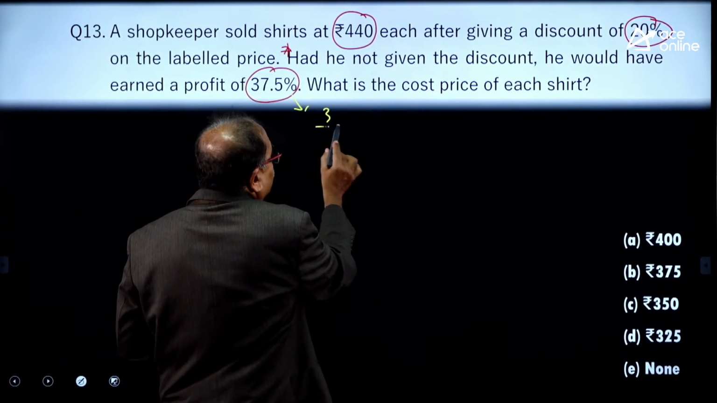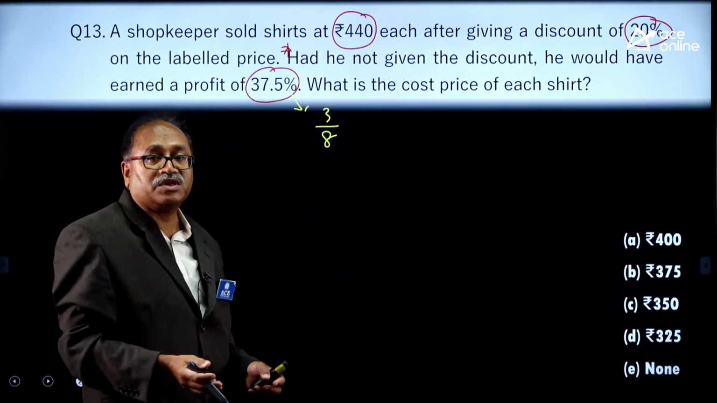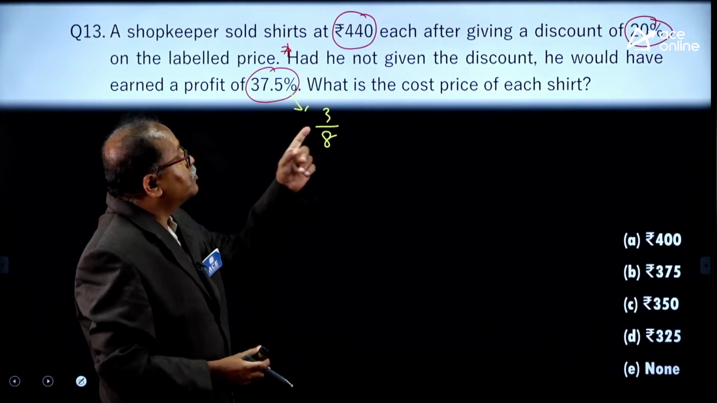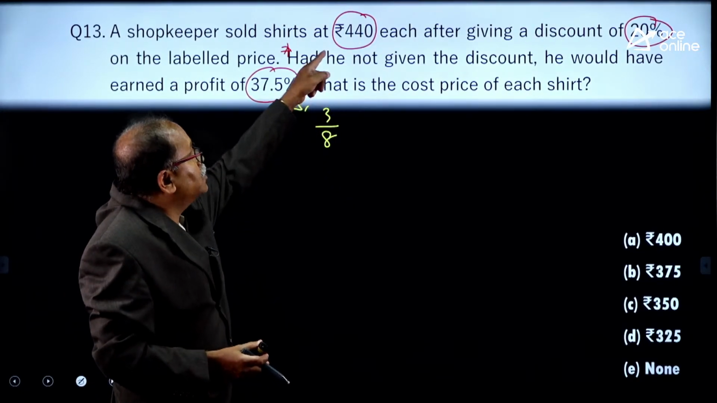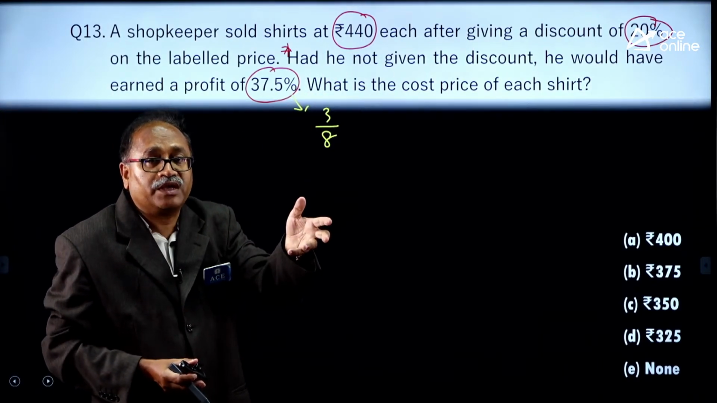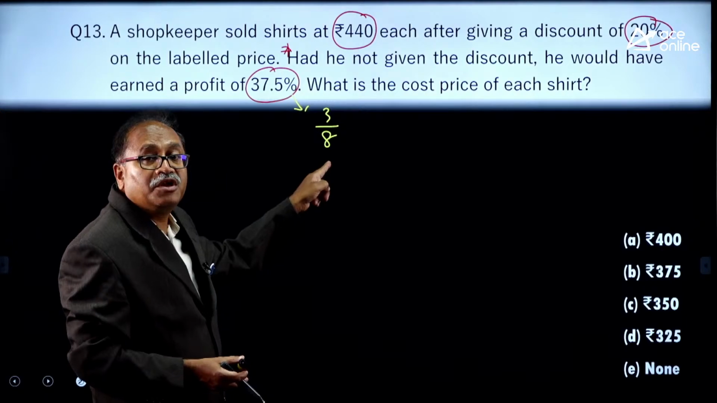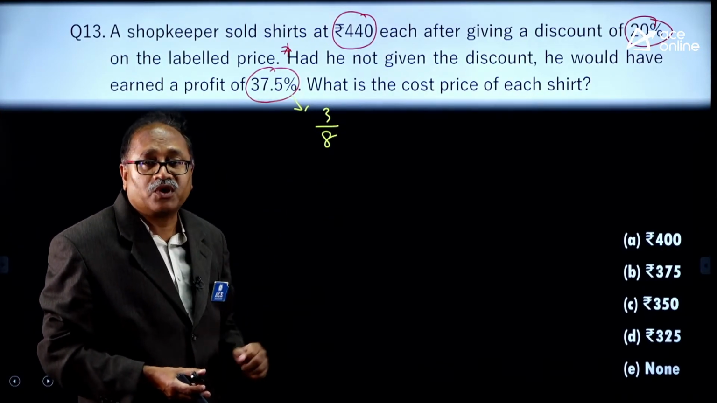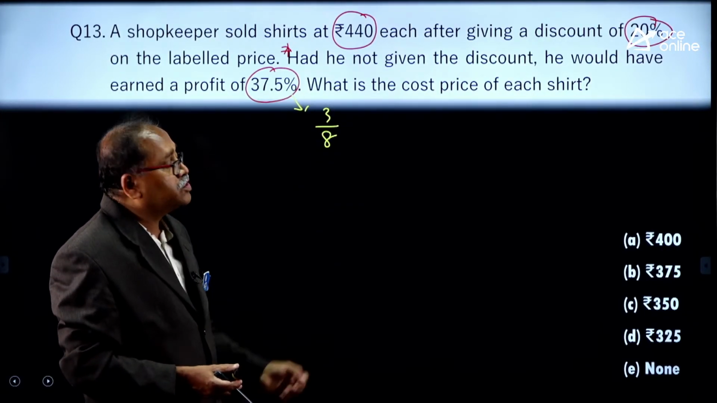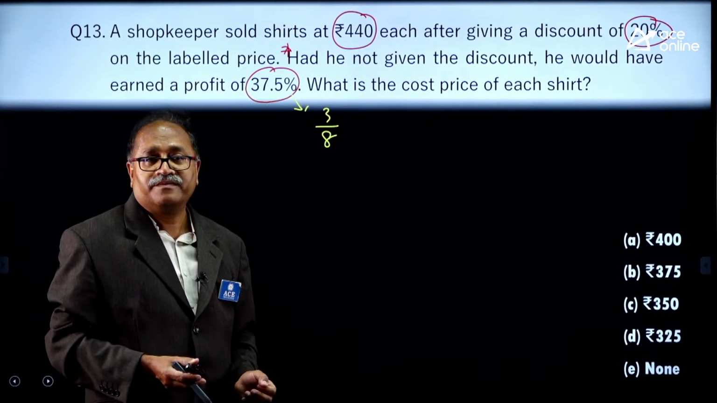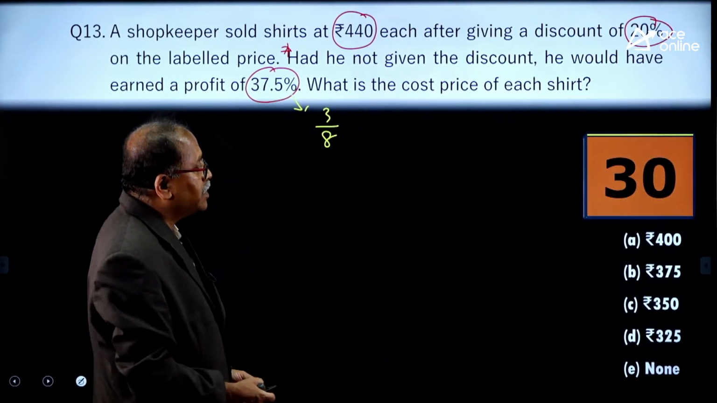37.5% is nothing but 3/8 in terms of fraction. So, if he had not given the discount, that means if he had sold it at the mark price, in that case he would have got 3/8 of the cost price as profit. Now, find the cost price of each shirt. Come on, my friends, your time starts now.